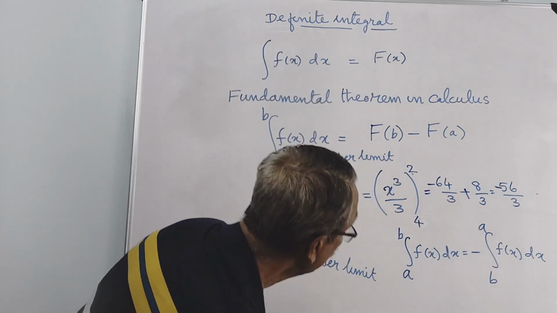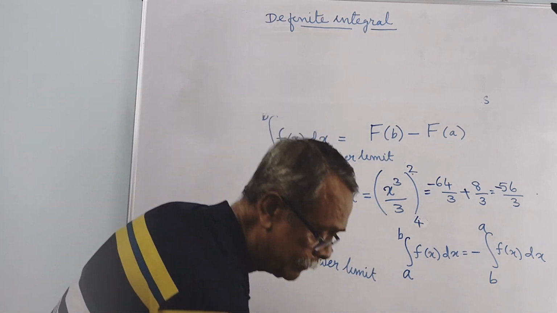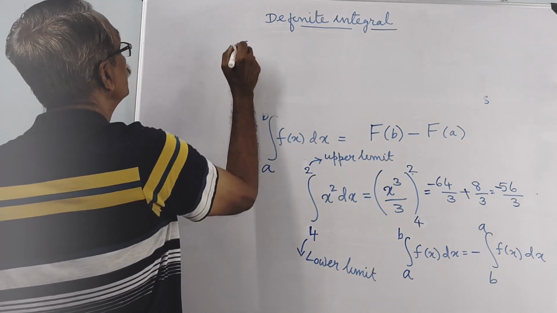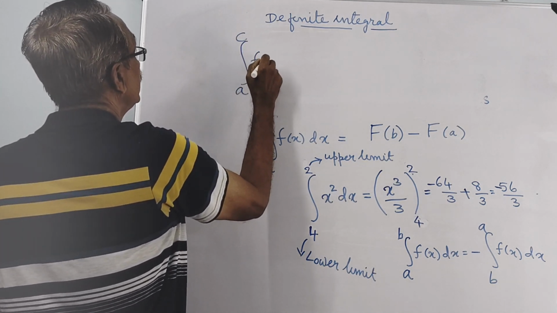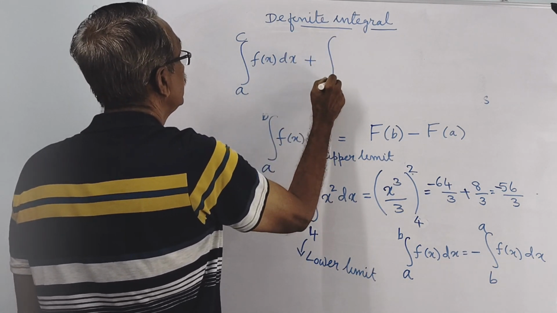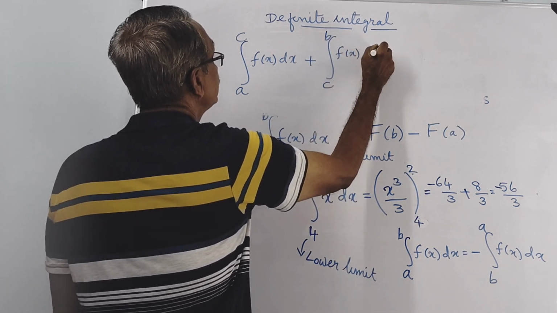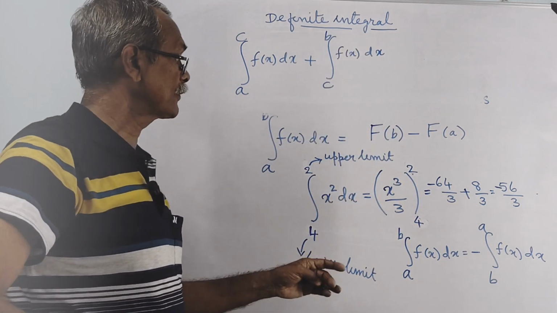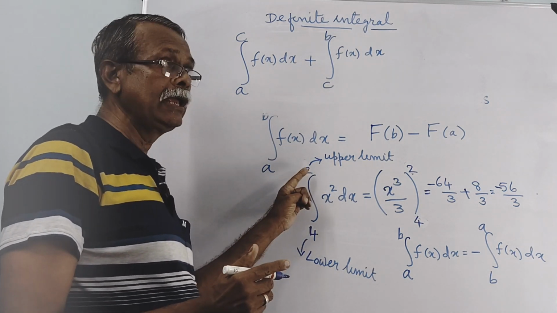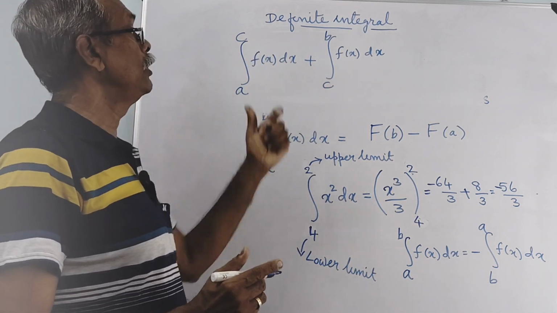And another rule which is useful is this. You take this case, integral a to c f(x) dx plus integral c to b f(x) dx. That is, you split the limit. For example, integral 2 to 4, instead of that you take the integral from 2 to 3 and then 3 to 4. Like that. You add an intermediate value limit here.